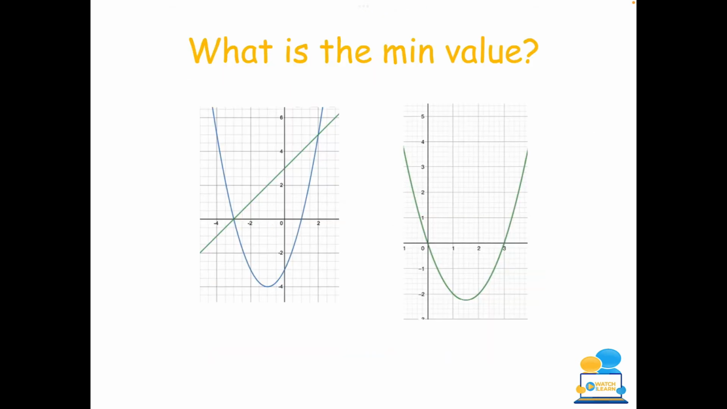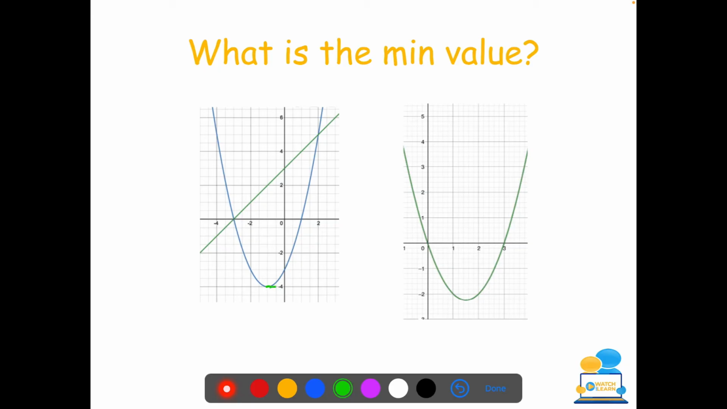Right, what is the minimum value? Let's look at the blue function on the left. Again, we go to the lowest point of our curve, and it is where y is equal to -4. And again, we go to the lowest point of our curve here. Notice here that it isn't a whole number. It's in between -2 and -3.